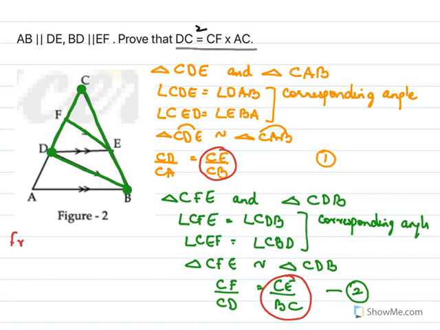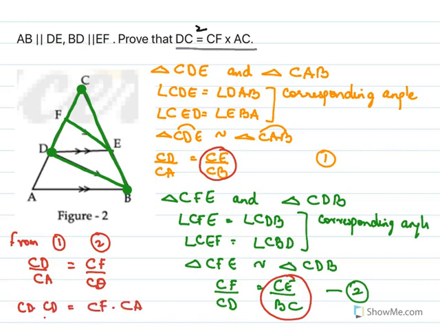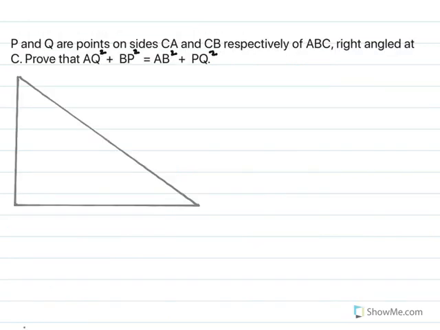So I can now say from 1 and 2, CD over CA equal to CF over CD. I cross multiply, so I get CD square equal to CF into CA. We have proved it. You would have noticed that by using different properties we can prove different results. In the earlier sum we used BPT. In this we used two triangles being similar.